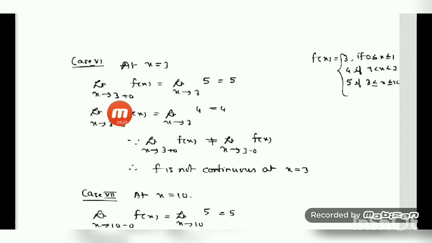So here the limit as x tends to 3 plus 0 of f(x). Plus 0 means greater than 3. It is defined by 5. So the limit value is equal to 5. For less than 3, it is defined by 4. The function value is 4 and it is equal to 4. So 5 is not equal to 4. That means the right hand limit is not equal to the left hand limit. The limit does not exist. It means f is not continuous at the point x equal to 3.